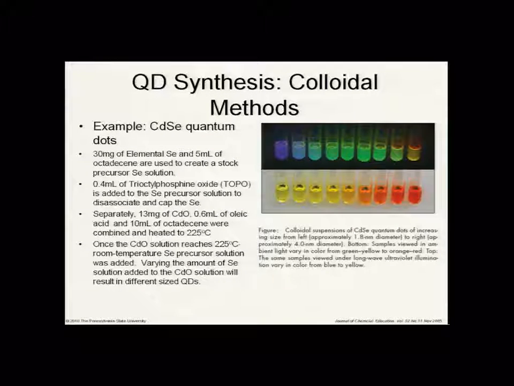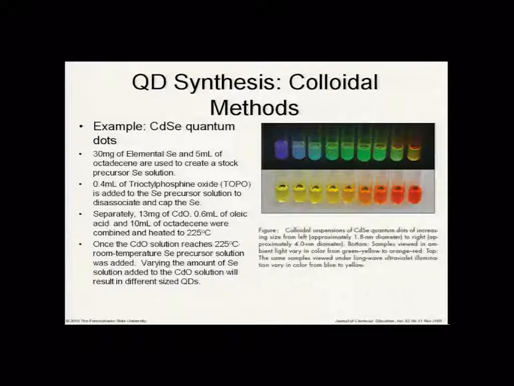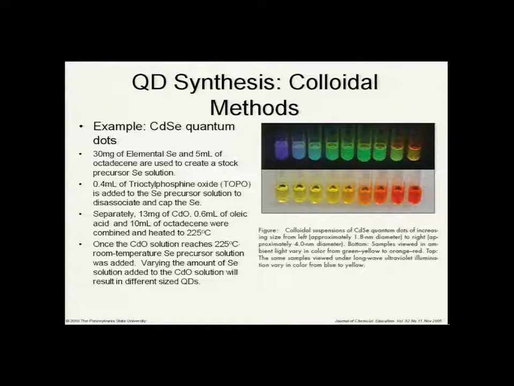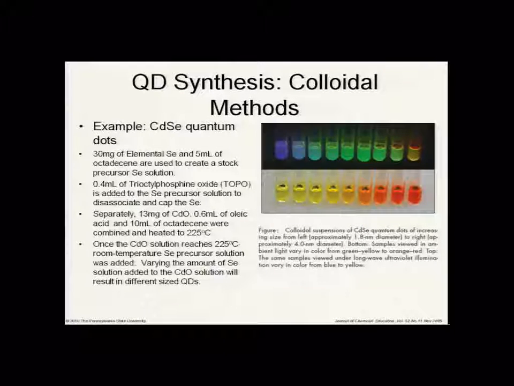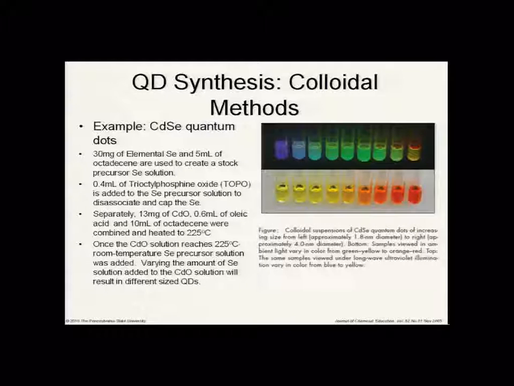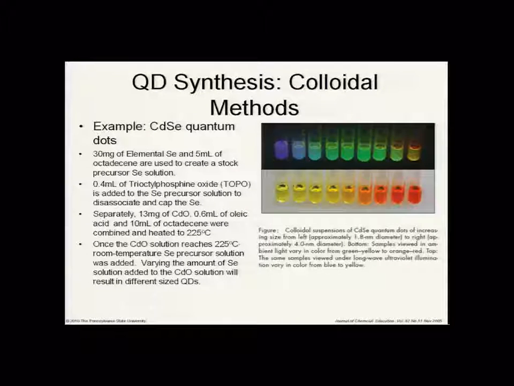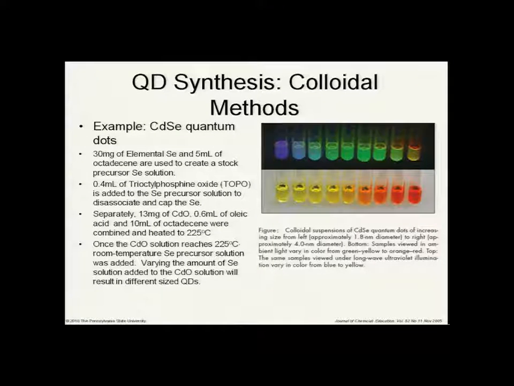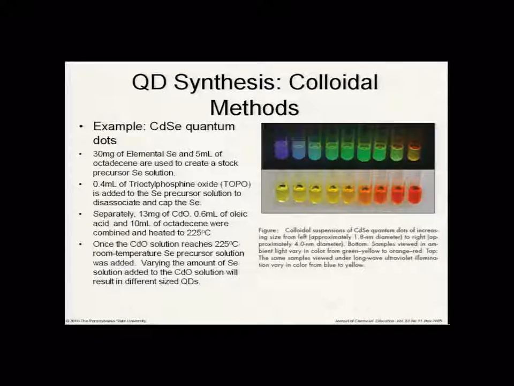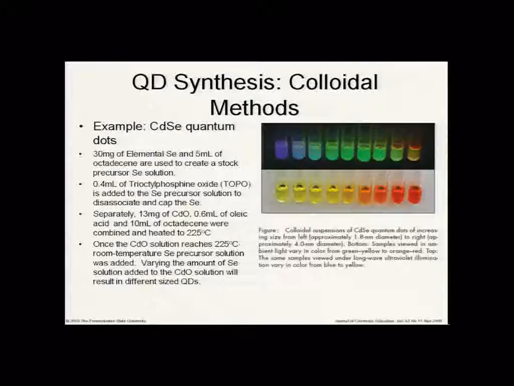We mix in some cadmium oxide, a little bit of acid, add some heat to give energy for the reaction to occur. Once the cadmium oxide solution reaches 225, the precursor solution is added, and varying the amount of solution added to the cadmium oxide solution will result in different sized quantum dots. In the top picture, the quantum dots are being shined with UV light, thus we're seeing fluorescence. And in the bottom half of the picture, we're just using visible light, thus we're seeing absorbance.